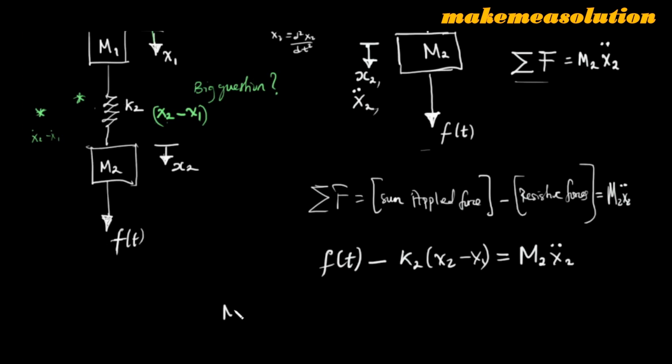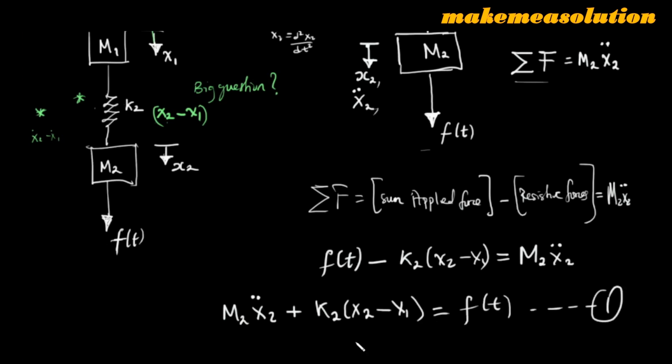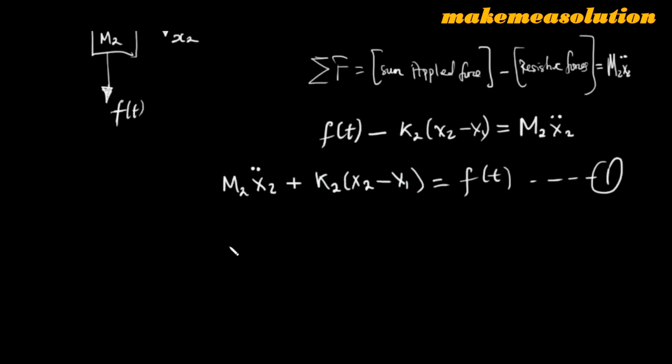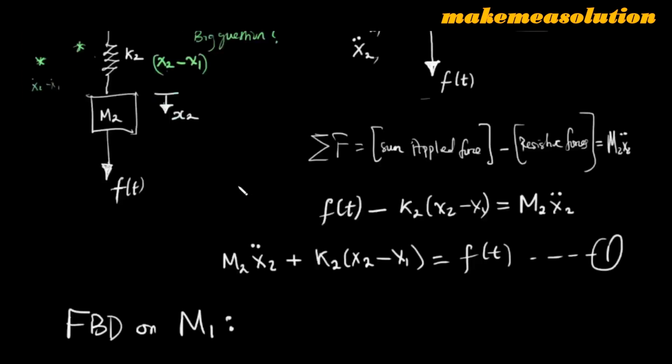So if we rearrange it, we'll have m2 x2 dot dot, and we now have plus k2 into x2 minus x1 is equal to f of t. So this is equation 1. This is the equation that is governing the motion of m2. Then let's analyze the free body diagram on m1. So FBD on mass 1. The same thing is happening on mass 1. So this is mass 1.